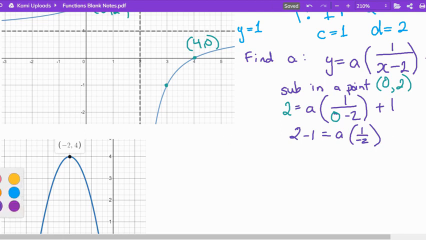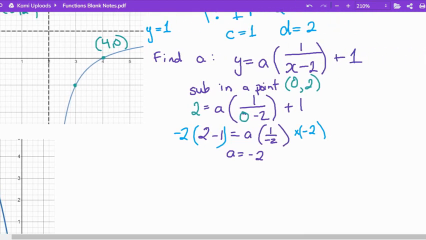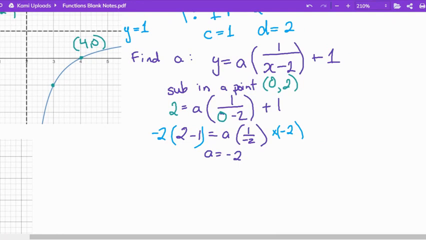How do I get rid of that negative 2 fraction? Multiply both sides by negative 2. So negative 2 times 1, a equals negative 2. So it did take care of it, right? We were worried. We know there's supposed to be a reflection. And because my a value ends up being negative 2, that means that reflection is accounted for. So now let's write the final equation.